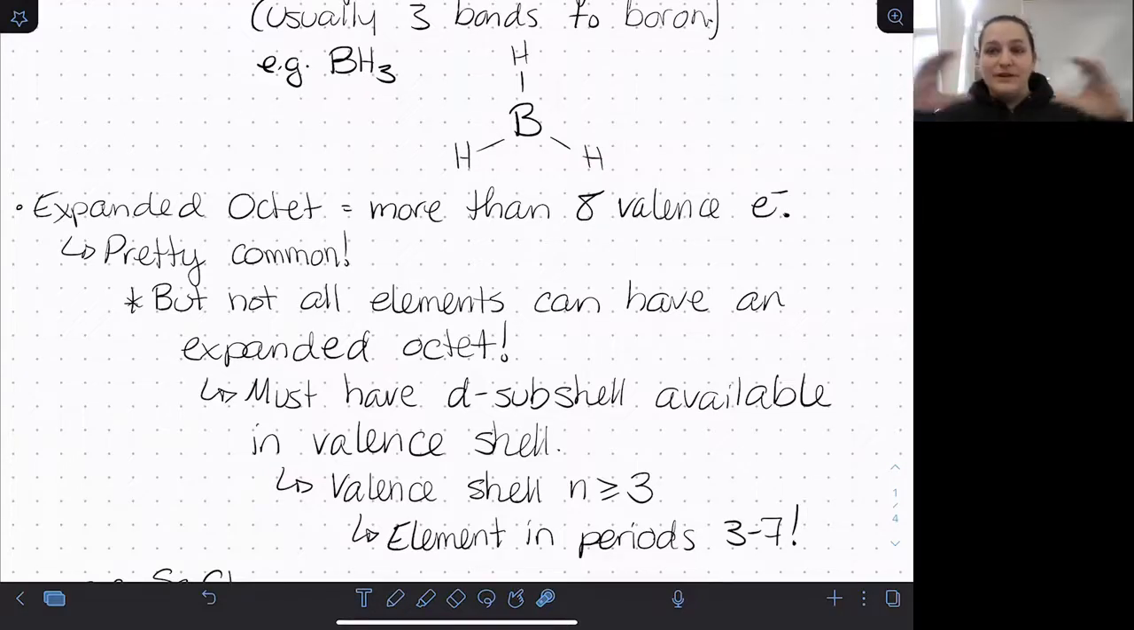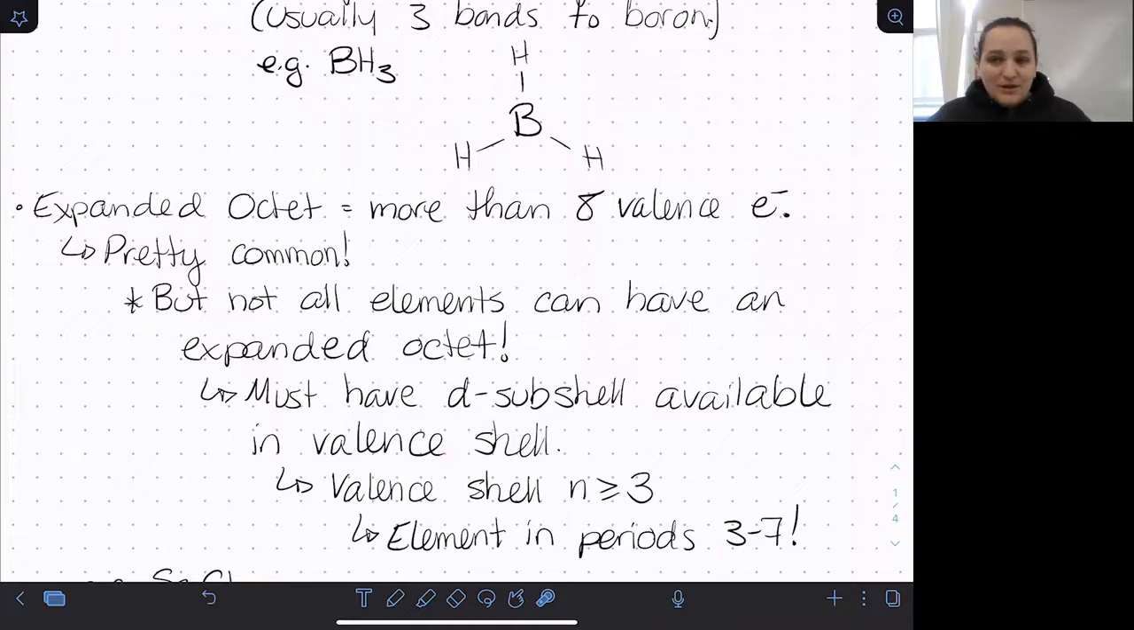Remember that the periods are the rows, so the top 2 rows, periods 1 and 2, the first 10 elements, cannot have an expanded octet. It is physically impossible for them. The rest of the periodic table, elements 11 through 118, all can, under the right circumstances. Either you just have more electrons and you need some place to stick them, or, something we'll look at in a later video, it's actually more stable in some cases for a central atom to have an expanded octet. So most of the periodic table can do this.